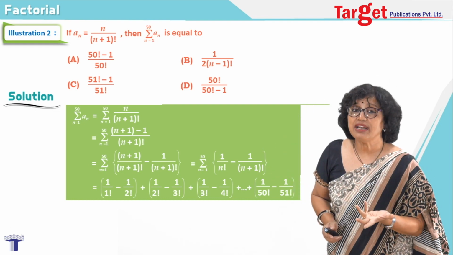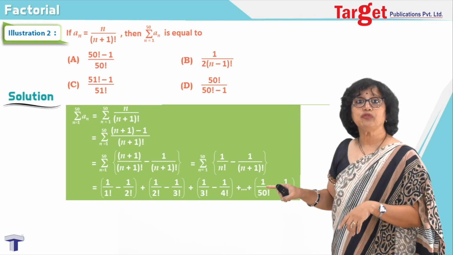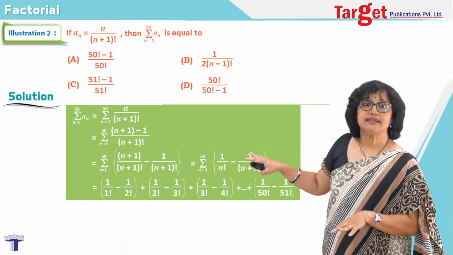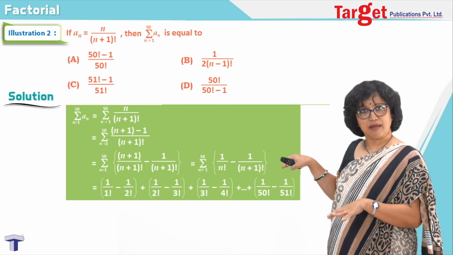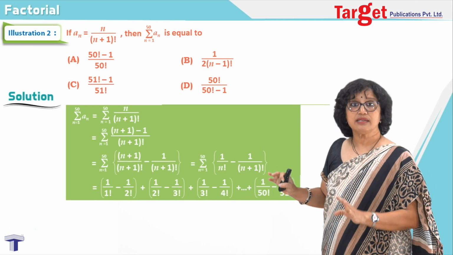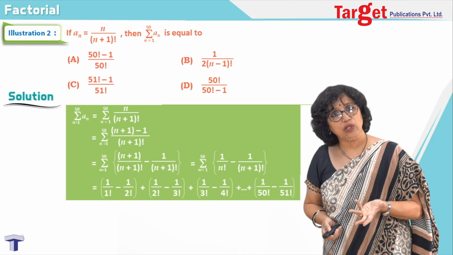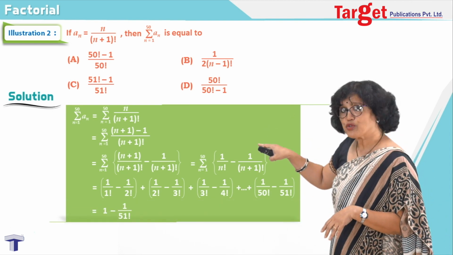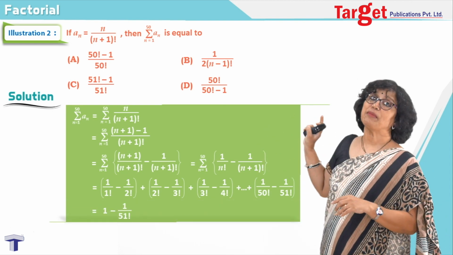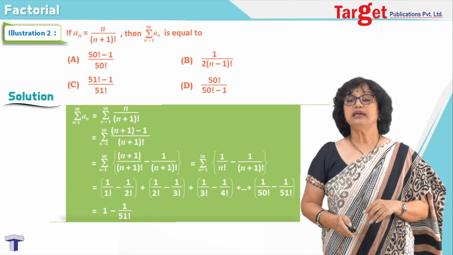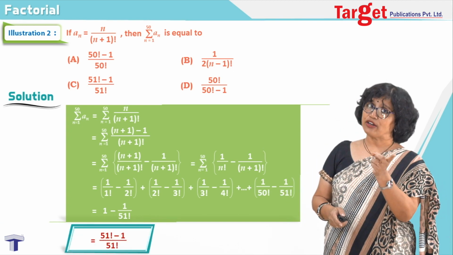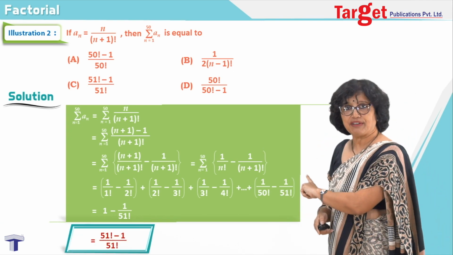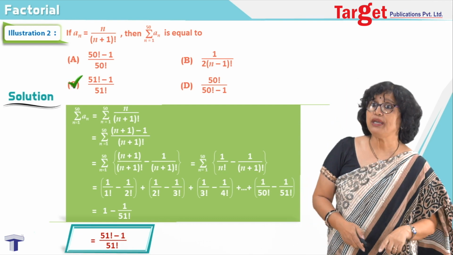By writing this, what are we achieving? That 1 upon 2 factorial gets cancelled. At one place it is coming with a negative sign, at another place with a positive sign, so that gets cancelled. Same is with 1 upon 3 factorial also, and so on. So the only terms left would be the first one, that is 1, and the last one, that is minus 1 upon 51 factorial. So the final answer would be 1 minus 1 upon 51 factorial. So my correct option would be C.